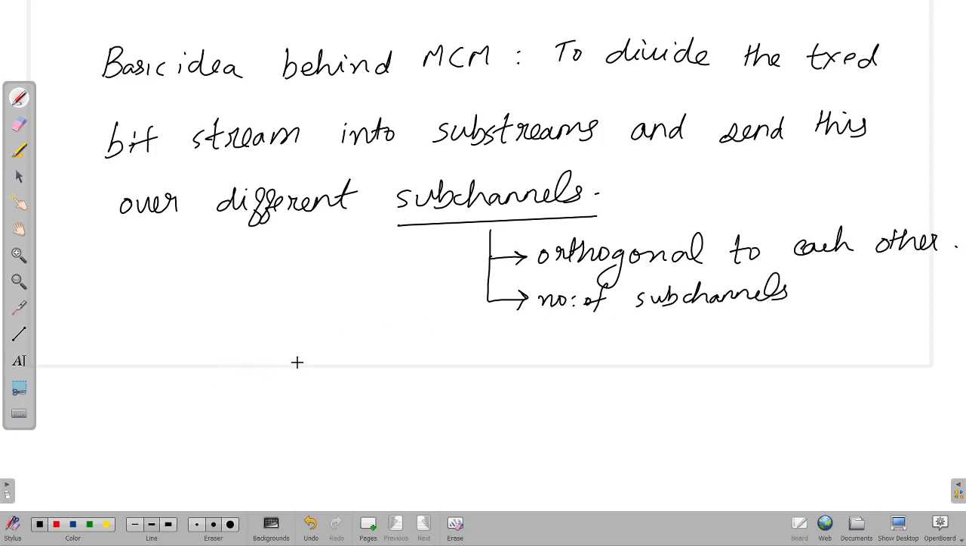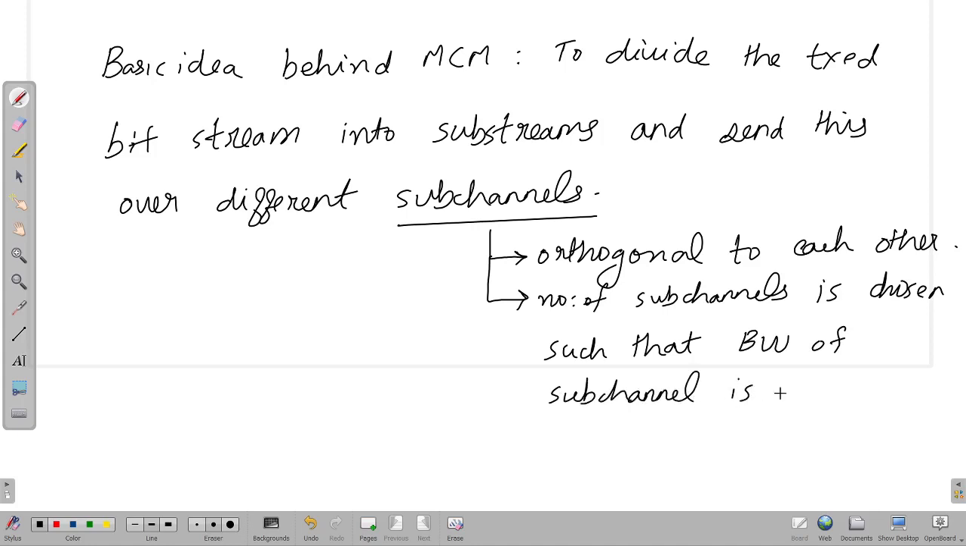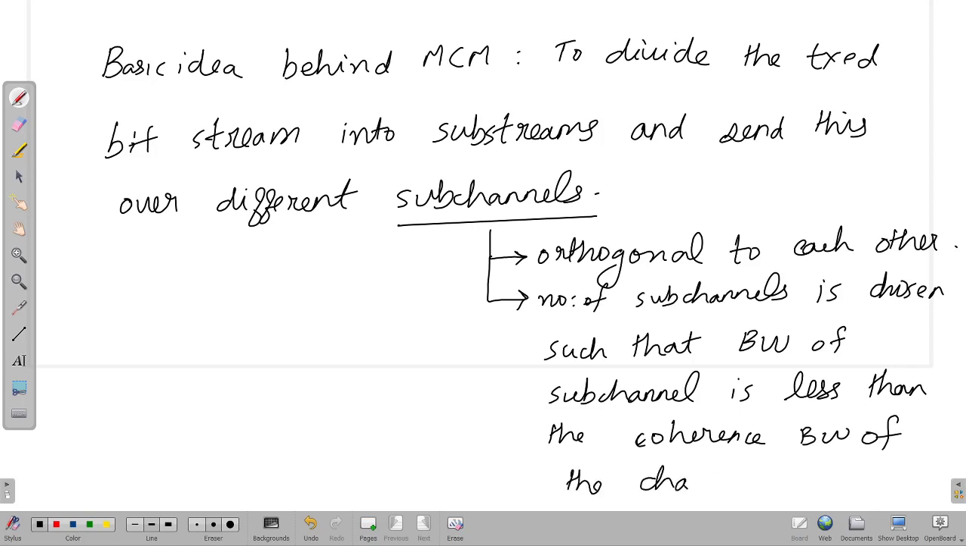The number of subchannels is chosen in such a way that the bandwidth of a subchannel is less than the coherence bandwidth of the channel. So this is the basic idea behind it. It might feel a little abstract now. We'll get into details and we'll try to understand it further.